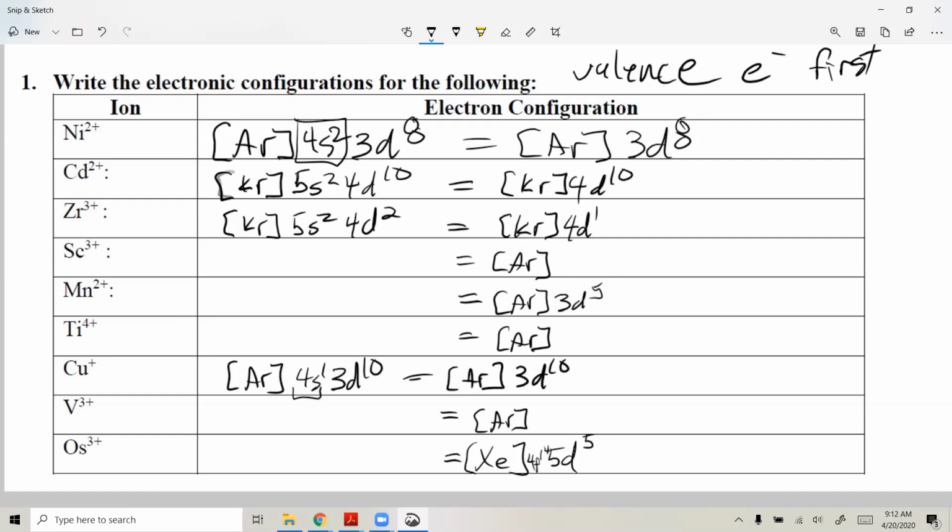And so that should be a review, hopefully, from CHEM120. If you're struggling with your electron configurations for ions, then we can always talk about that. The important part to remember is that your valence electrons go first, and then from there, you start to lose some of your d electrons. After that, you just have to remember that there are some irregular ones that you do want to be on the lookout for.